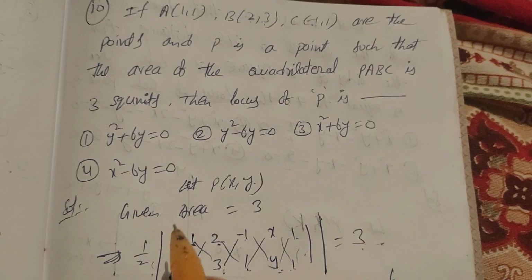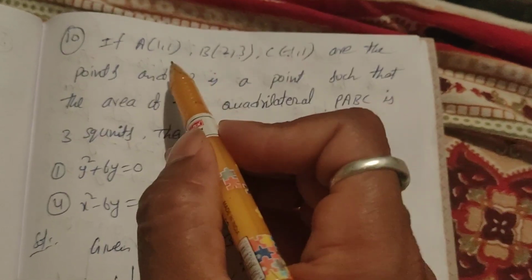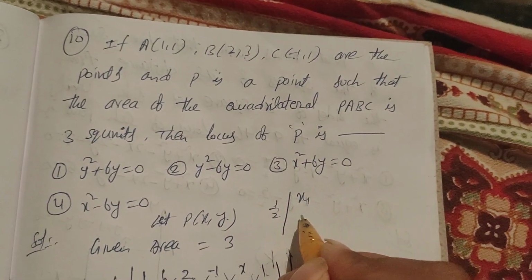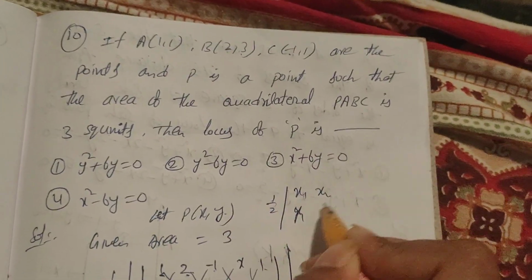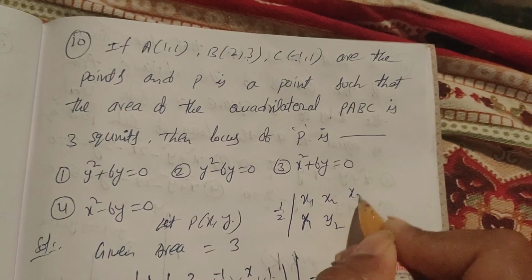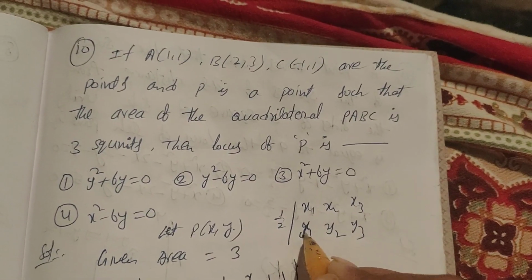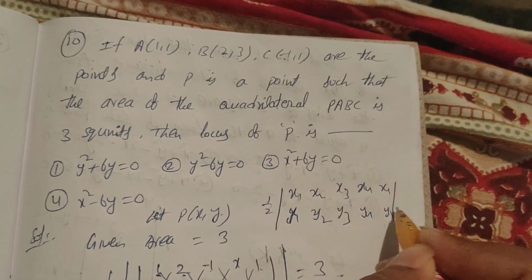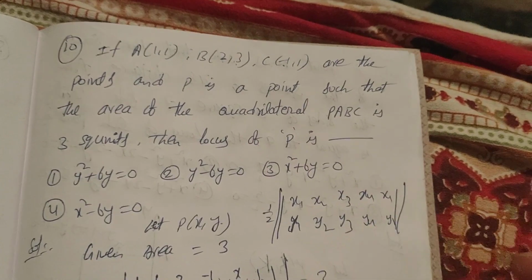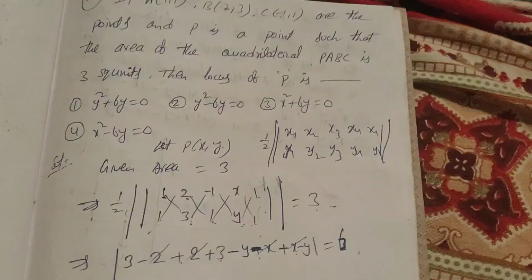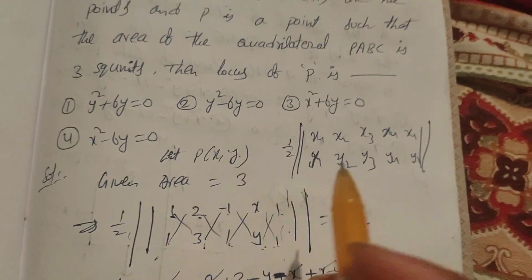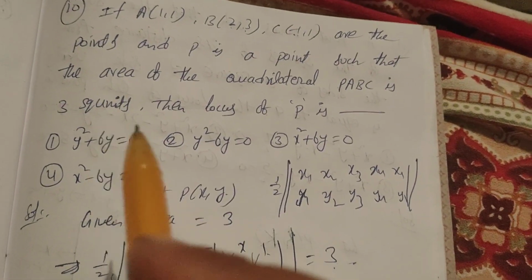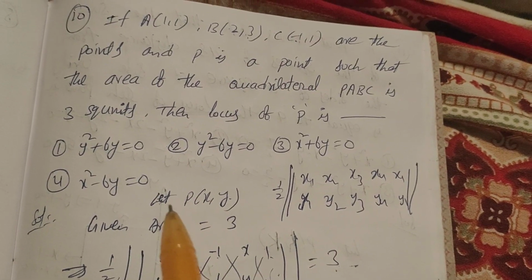The area formula is half into the modulus of the determinant. So already I am writing the formula here: half into x1 y1, x2 y2, x3 y3, x4 y4, again x1 y1. This is the area of the quadrilateral formula. So take the given points A (x1, y1), B (x2, y2), C (x3, y3), and P (x, y) taken as (x4, y4).